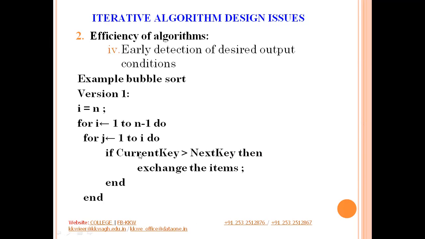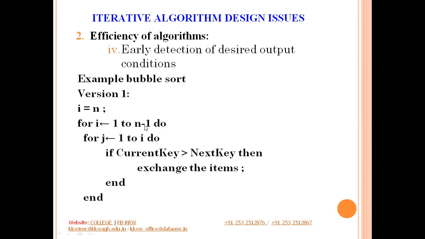Inside that, we are comparing the current key with the next key. That is, we are comparing the first and the second element. If it is greater, then we exchange the elements. If it is not, then we simply go to the next value of j, take the next value, take the next value, take the next value.